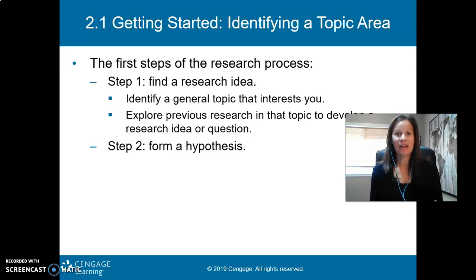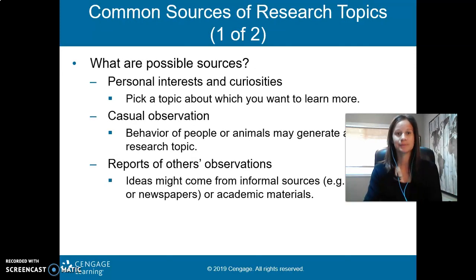The next step after that is to form a hypothesis. Now, it's not always this easy, because when you think about it, you're like, oh, I'm interested in memories and long-term memory. Well, there are hundreds of thousands of publications on just memory. You have to start bringing it down to something a little bit more manageable, a much more narrow topic.